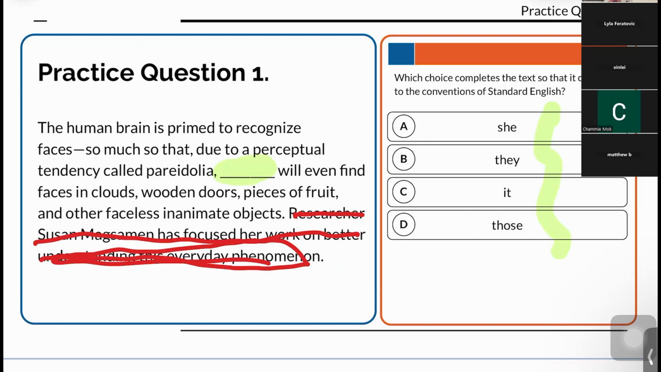It's a thing doing an action. Something that can be helpful in this situation is, okay, it sounds like this is a subject, perhaps. Blank will even find faces in clouds. Maybe take a look at other independent clauses in the sentence and see what its subject is. And it might be the same thing doing all these actions. So the subject of the previous independent clause, the human brain, is primed to recognize faces. So human brain up here is our subject.